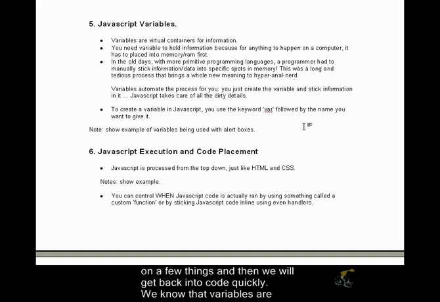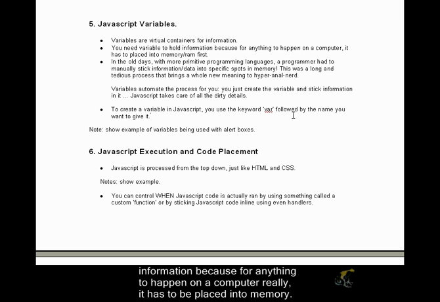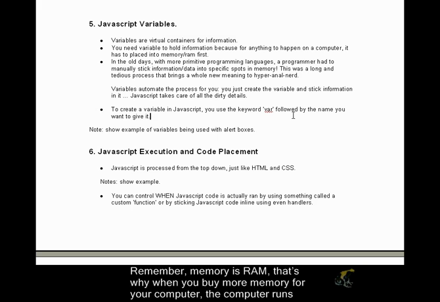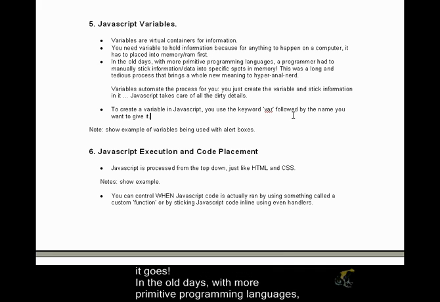So we know that variables are virtual containers to hold information, and we need to create variables to hold information because for anything to happen on a computer, it has to be placed into memory. And you remember, memory is RAM. That's why when you buy more memory for your computer, the computer runs faster, because it's able to stick stuff in memory, and the more stuff in memory, the faster it goes.